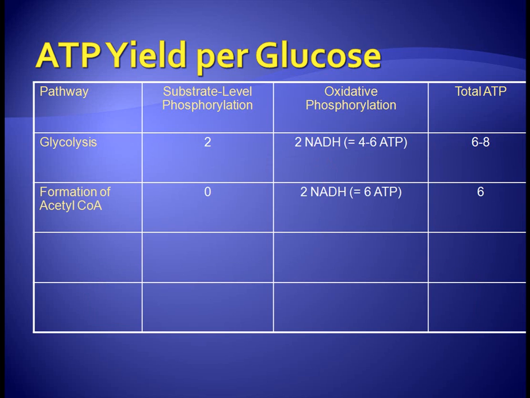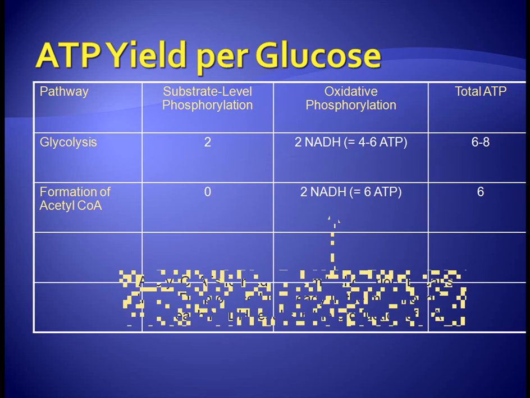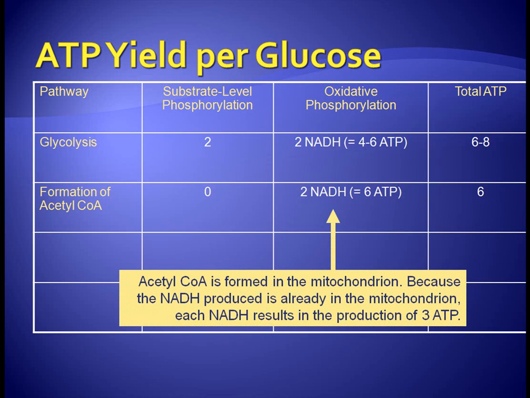The transition phase, or formation of acetyl-CoA, gives us 0 ATP produced through substrate level phosphorylation, but it does produce 2 NADHs, which is a total of 6 ATP through oxidative phosphorylation. Because this acetyl coenzyme A is made in the mitochondrion, each NADH is already produced and it's not going to reduce to a lower form.